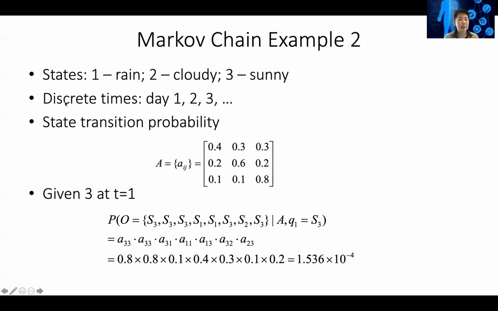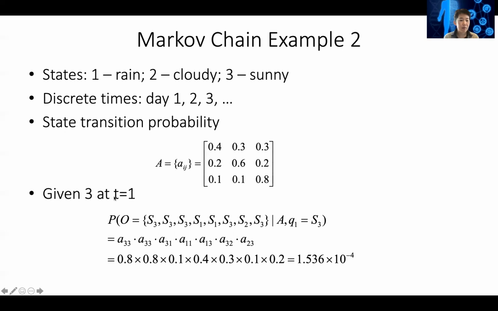Another example for the states, we have rain, cloudy, and sunny days. This is weather, and the discrete time is day 1, 2, 3, 4. And we have the following transition probability. If you have a rainy day, there's a 40% chance it will rain again, 30% chance cloudy, and 30% sunny. If it's cloudy, 60% chance it will be cloudy again, but 20% chance rain or sunny. And if it's sunny, it's 80% sunny again and 10% each for rain and cloudy. Of course, this is a completely artificial transition matrix. But imagine we have a transition matrix like this.